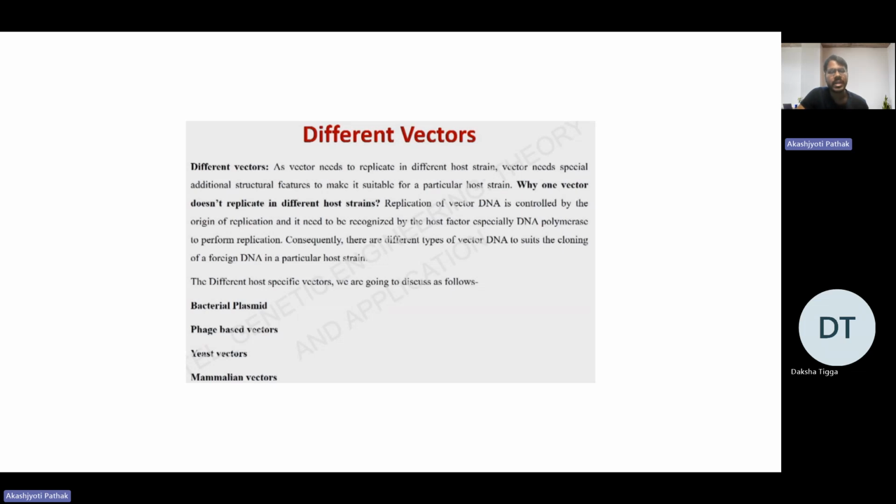Why does one vector not replicate in a different host cell? If you have to replicate that plasmid or vector within the host cell, you need that particular origin of replication. You cannot add a bacterial origin of replication, transform that plasmid in a yeast cell, and expect it to get replicated. You have to add a yeast replication origin, ARS, so that it gets replicated in the yeast cell.